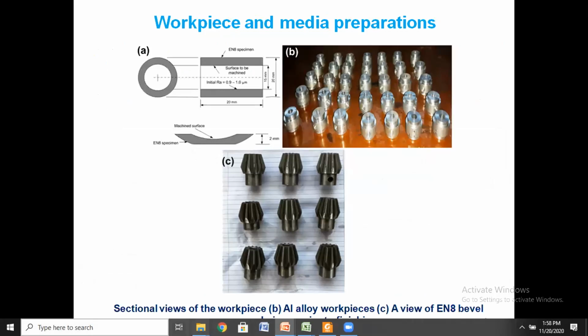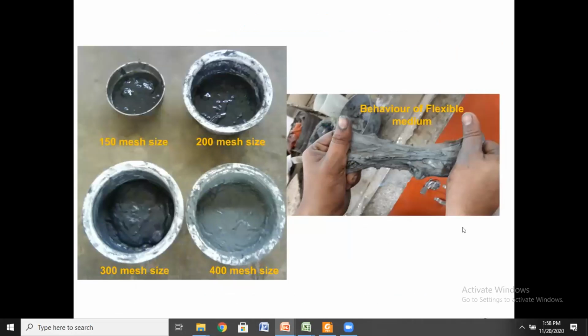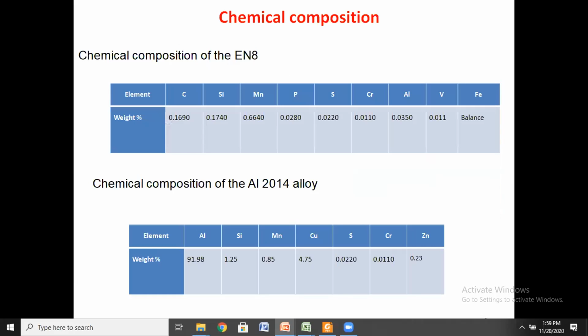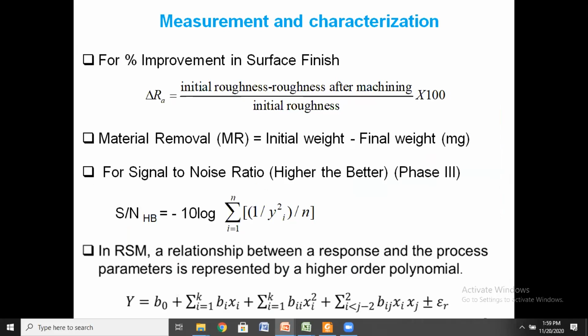So these are the workpiece preparations I have made. Workpiece and media preparations were done as I have shown in my thesis also. Different material workpieces like EN8 and aluminum are designed for internal and external finishing, and the media is also formulated by mixing four different abrasive particle sizes. Next, the chemical composition of EN8 and aluminum 2014 alloy is noted. So what are the measurement and characterization things I have calculated before going to the experiment?